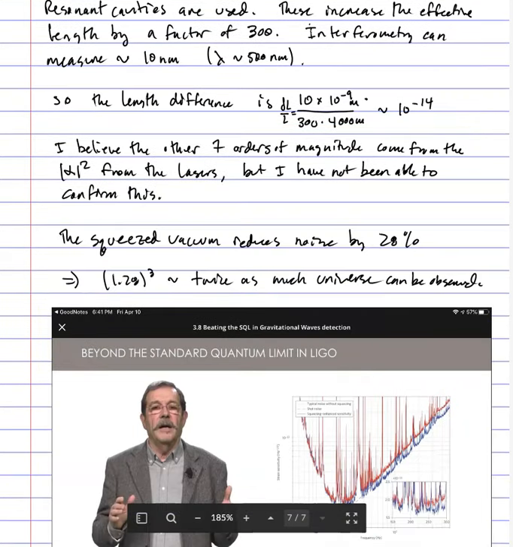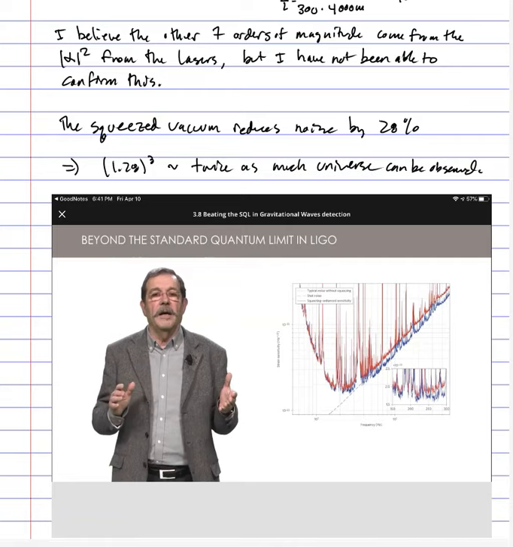All right, let's take a look at what this means. So here is, again, a figure that I've taken from Alain Aspect's course on Coursera. The squeezed vacuum reduces the noise by 28%, and 1.28 cubed is about 2. So that tells me that twice as much of the universe can be observed when I put in a squeezed vacuum on the arms of those interferometers.